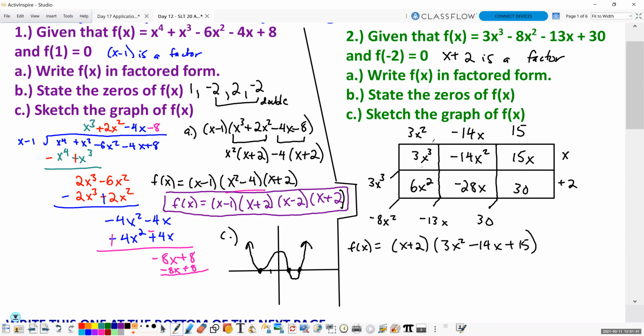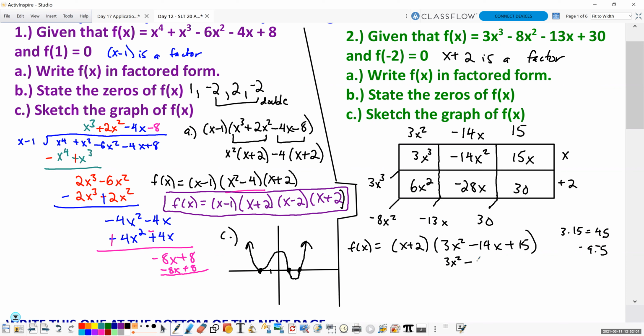Now, before I go on to state the zeros, I want to make sure that this trinomial doesn't factor any further. So I'm going to check 3 times 15 is 45. And you know what, guys, sure enough, 9 times 5 is 45. And 9 and 5, if I made both of those negatives, would add up to 14. So this is going to factor using box or split the middle, depending on what you prefer. So I'm going to split the middle.